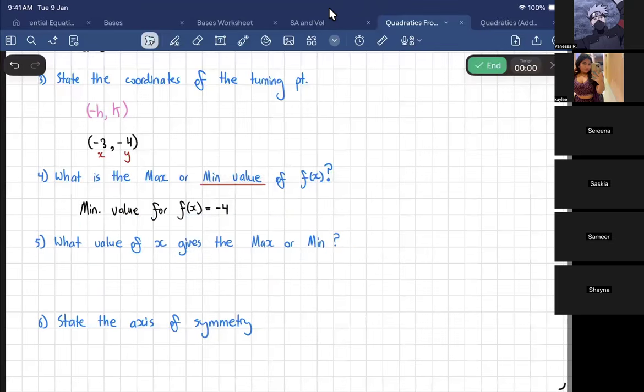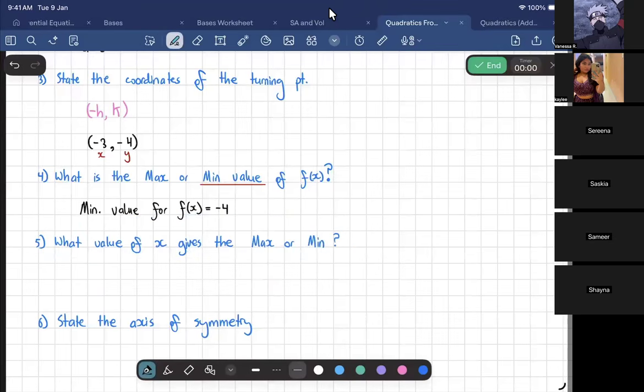Yes, I'm not asking for the minimum or max. That's like up or down on the y axis. That's why it's -4. Say that again. We're not asking for the maximum or minimum. That's like going up or down on the y axis. Yeah, that's why it's -4.